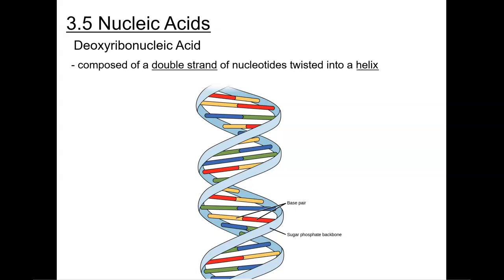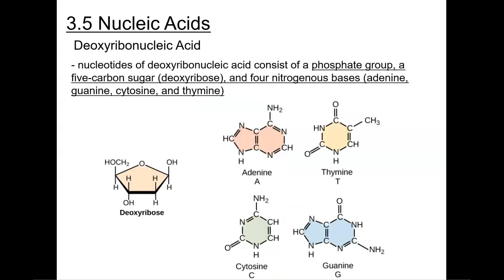Deoxyribonucleic acid is going to be composed of a double strand of nucleotides that are going to be twisted into a helix. Deoxyribose is going to be the sugar that's found in the backbone. Nucleotides of DNA are going to consist of a phosphate group, a 5-carbon sugar, which we just said was deoxyribose, and 4 nitrogenous bases. So it could be adenine, guanine, cytosine, and thymine. Adenine and thymine always go together, and cytosine and guanine always fit together.